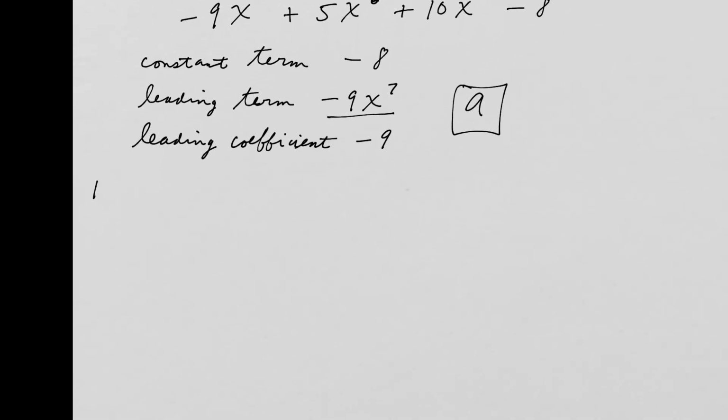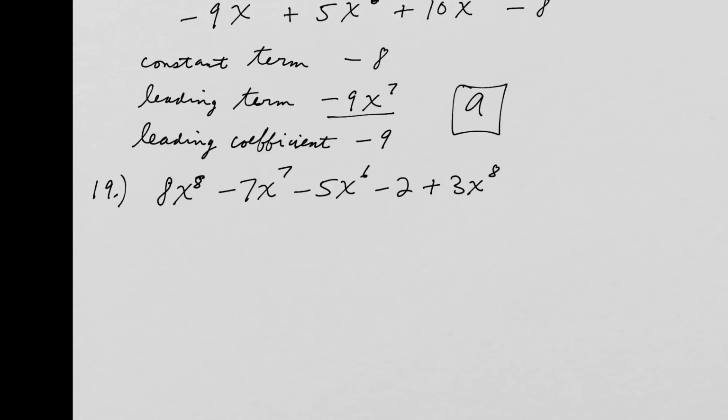Okay, 19. Combine like terms and write the resulting polynomial in descending order of powers. Okay, so they give us the polynomial 8x to the 8th minus 7x to the 7th minus 5x to the 6th minus 2 plus 3x to the 8th minus 5x to the 7th minus 5x to the 6th plus 8.